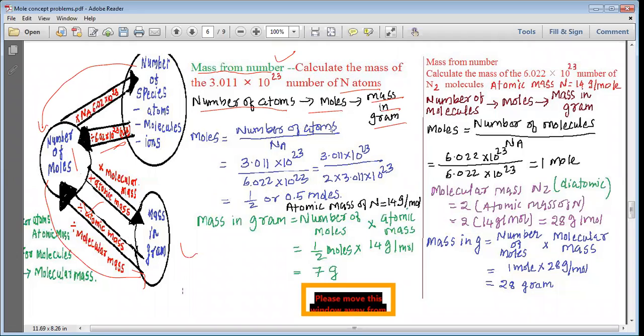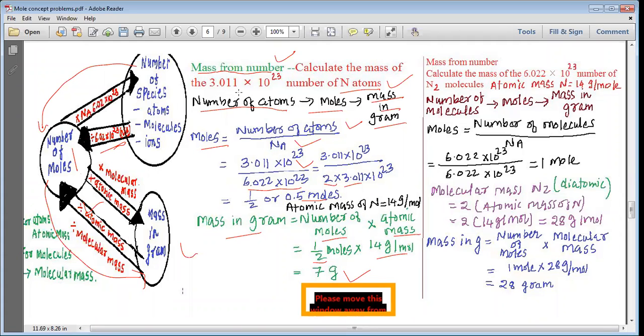And therefore moles is equal to number of atoms divided by Avogadro number, that is 3.011 into 10 to the power 23 divided by 6.022 into 10 to the power 23. 6.022 is nothing but 3.011 multiplied by 2, and thus we get 1 by 2 or 0.5 moles of nitrogen atom. Now mass in gram is equal to number of moles multiplied by atomic mass. Number of mole is 1 by 2 and atomic mass is 14 gram per mole. So by doing this calculation, we get 7 gram of nitrogen atoms.